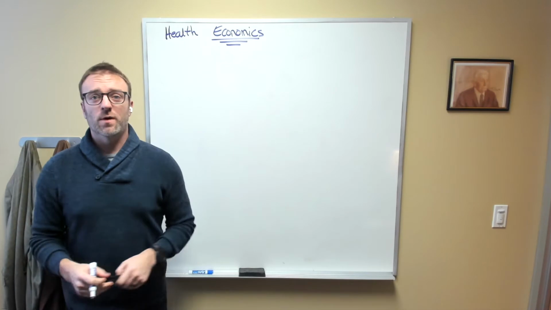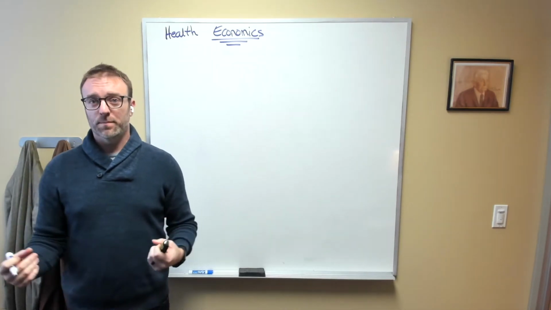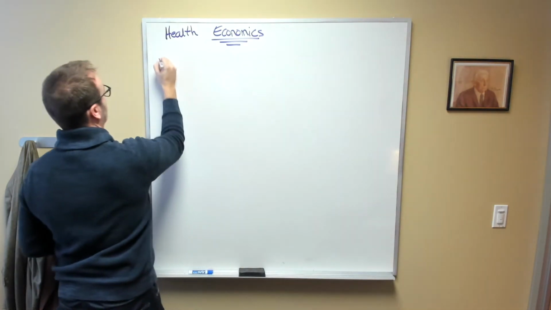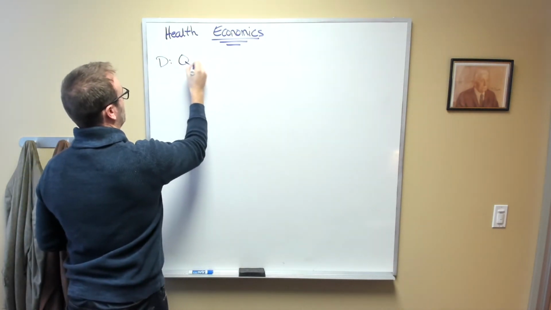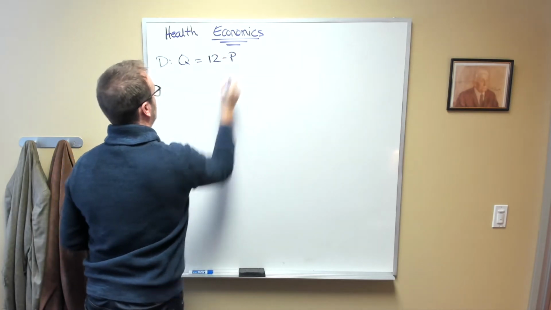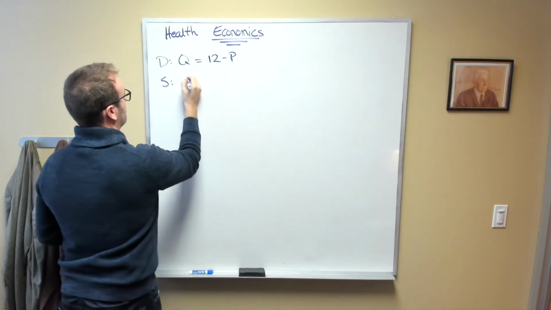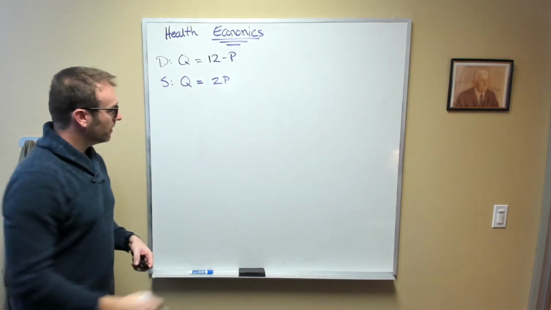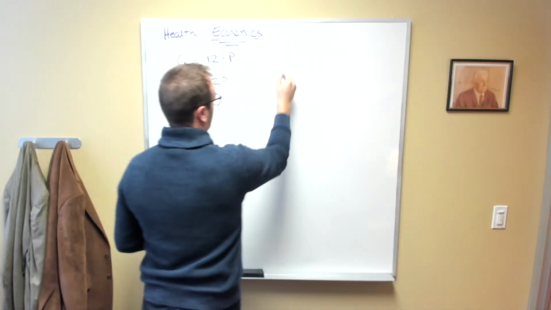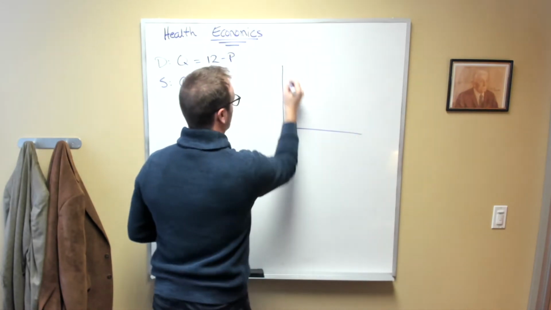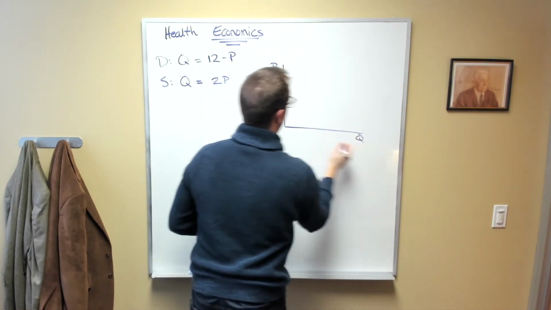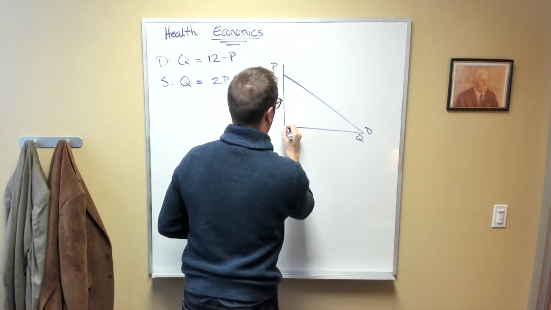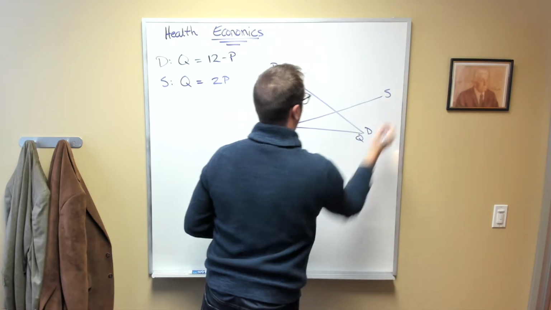Okay, so now that we've gone over demand and supply separately, let's put them together. Remember, in our system, the demand curve was given by the equation Q is equal to 12 minus P, and the supply curve was given by the equation Q is equal to 2P. Okay, and we can draw these on a coordinate plane, right? So we can say price and quantity. We have our downward sloping demand curve, and we have our upward sloping supply curve.